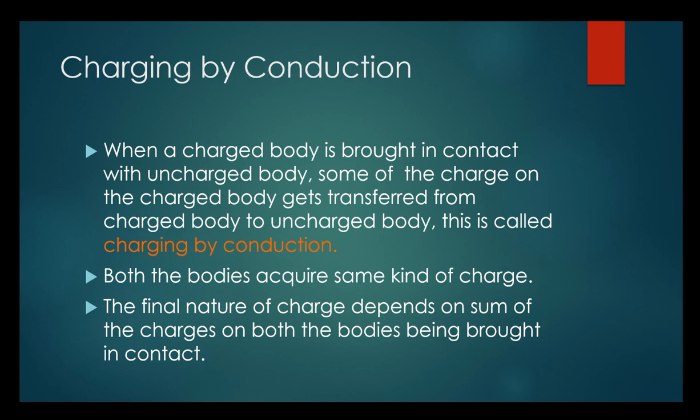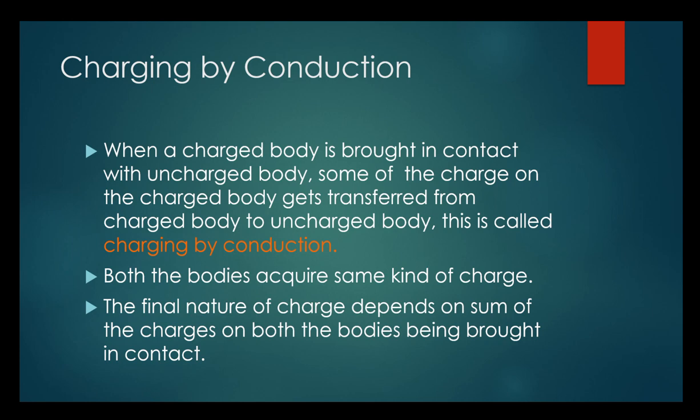We bring a charged body in contact with an uncharged body, and some of the charge on the charged body gets transferred from the charged body to the uncharged body, and this method of charging is called charging by conduction. So in this case we need one charged body and another uncharged body. When the charged body is brought in contact with the uncharged body, the charge from the charged body gets transferred to the uncharged body. In this, both the bodies acquire the same kind of charge.